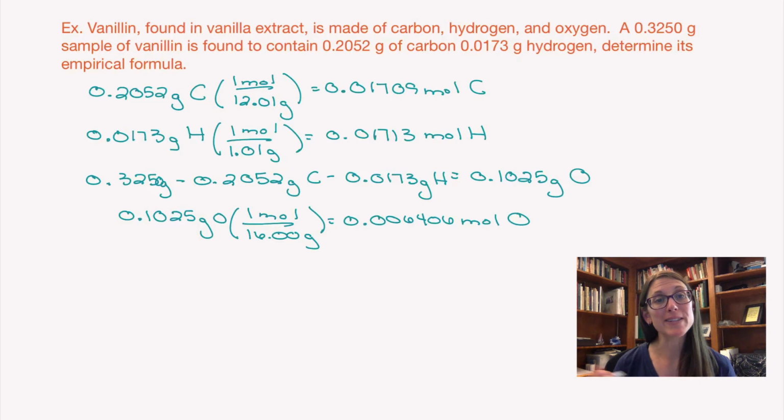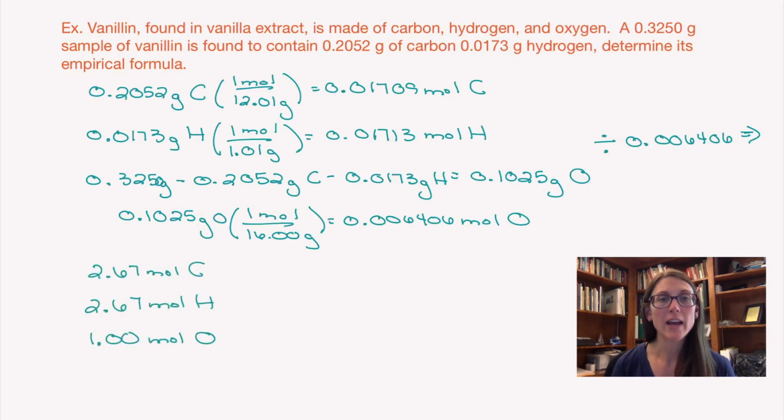Next, we're going to divide by the smallest number of moles, which is the 0.006406 moles of oxygen. And I'll divide all of these values by that number. As you look at these values, you'll notice that they are not whole numbers. So unfortunately, we're not done.